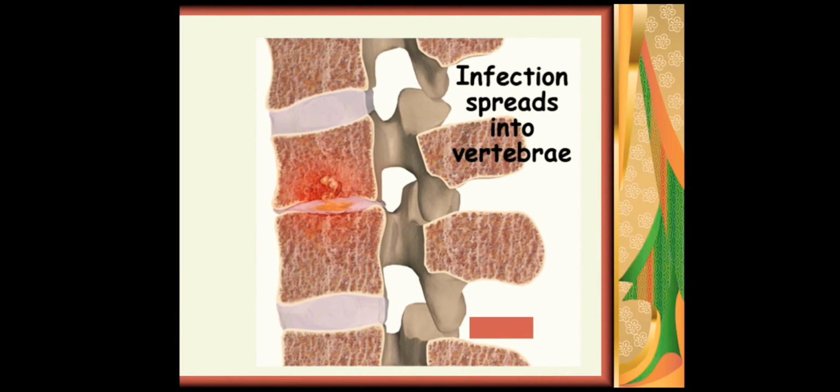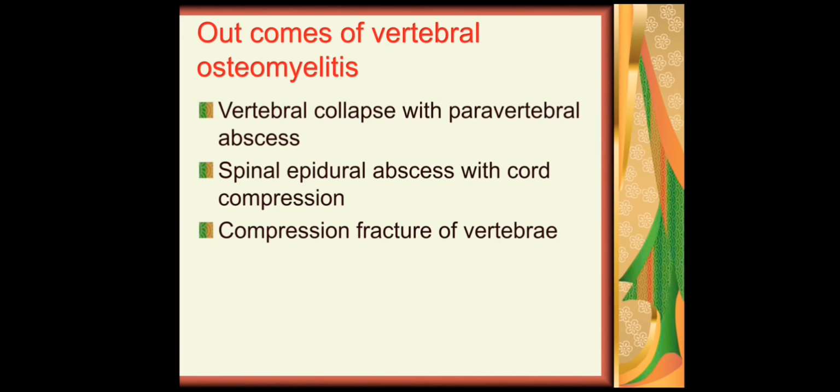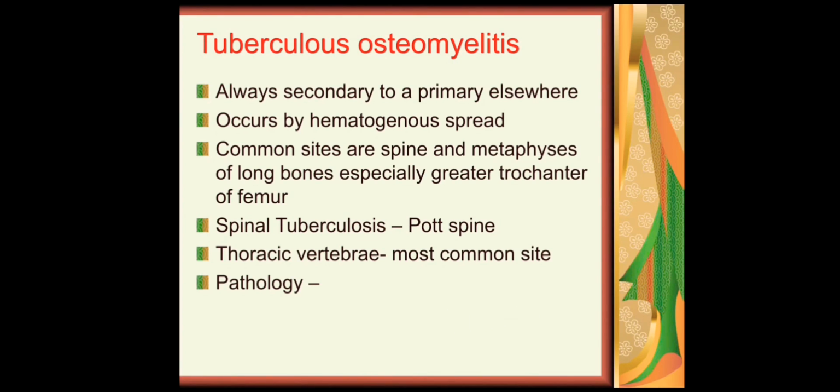Now infection spreads into the vertebrae. Here you are seeing the body of the vertebra being affected, and the infection might drain into the intervertebral disc and might destroy the disc as well. Outcomes of vertebral osteomyelitis: vertebral collapse can occur with paravertebral abscess. There might be spinal epidural abscess as well with cord compression, and there might be compression fracture of the vertebrae.